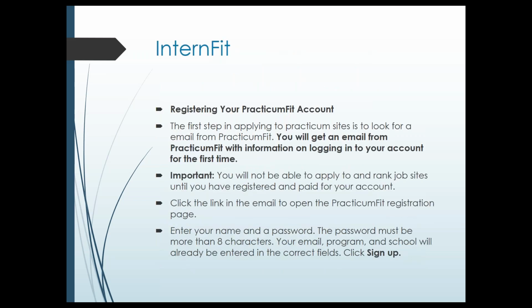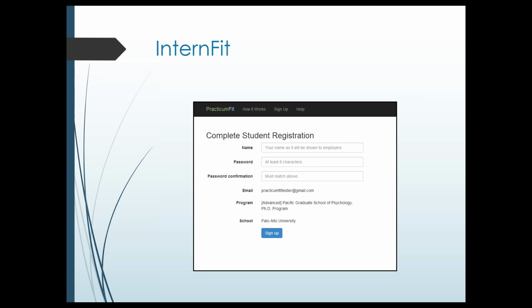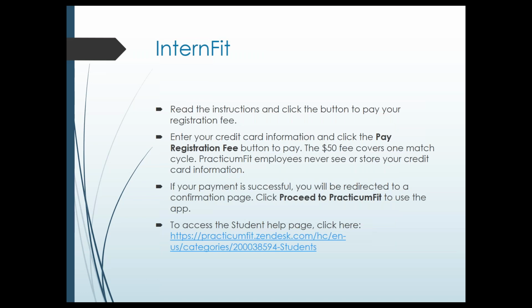In InternFit, this is actually how you're registering for your account. This is the email that you're actually looking for. So you're going to take a look at that email, and then you're going to log into it. You're going to complete your name, password, confirm your password, and then make sure your program and your information is correct, and then you're going to hit sign up. Once you're through, you're going to read the instructions and then go through the fee.